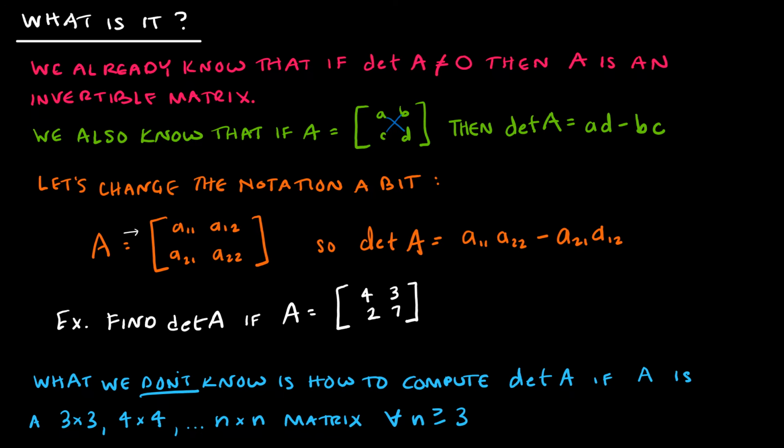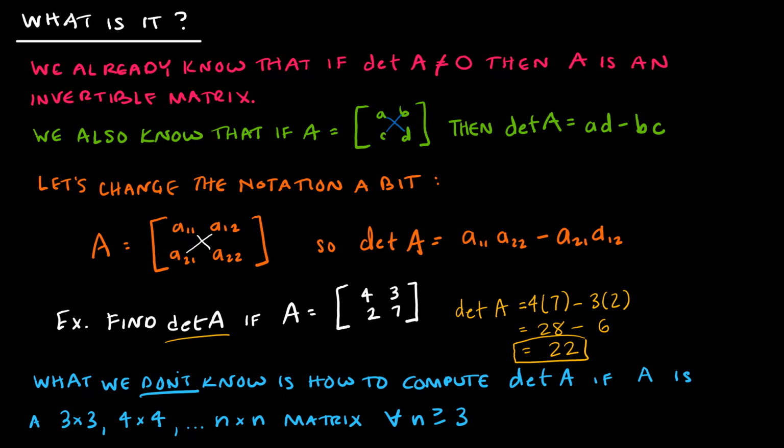So to find the determinant, my strategy isn't going to change. I'm going to take the product of A11 and A22, and subtract the product of A21 and A12. For instance, let's find the determinant of A for A as 4, 3, 2, 7. So the determinant of A is 4 times 7 minus 3 times 2, which is 28 minus 6, which is 22. Fairly easy for a 2 by 2 matrix.